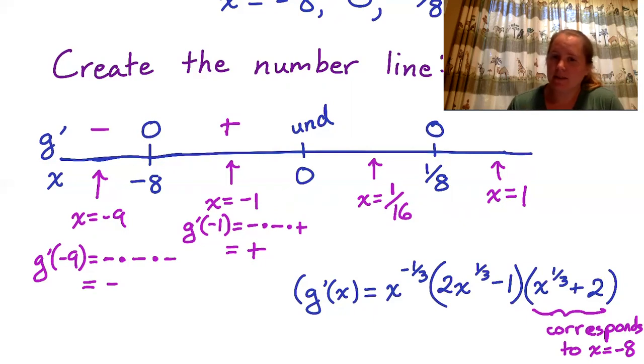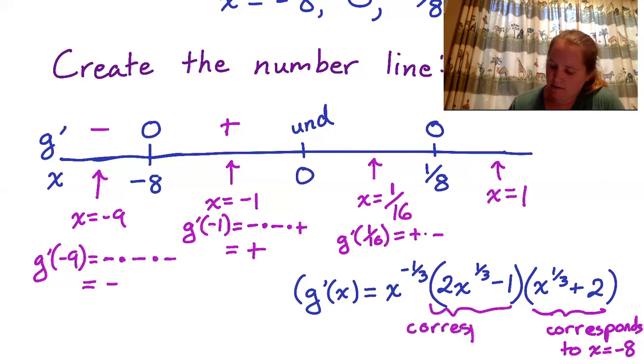At x equals 1/16, we take the derivative evaluated at 1/16. That first piece is now going to be positive. We're taking the cube root of a positive number. The second piece is still going to be negative. This one corresponds to x equaling 1/8. So we're not going to switch to positive until we pass through 1/8. And then the last one will be positive. And so this is negative.